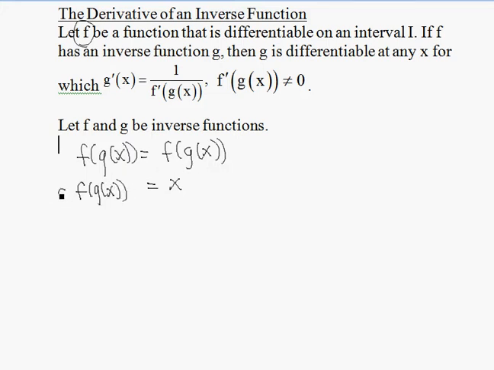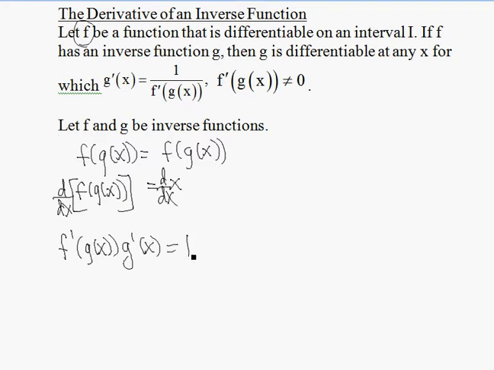I'm going to take the derivative of both sides. So I'm going to differentiate this side and differentiate this side. Well, this is a chain rule situation here, where the derivative of the outside, so f prime of g of x, times the derivative of the inside, which is g prime of x, that's just the chain rule definition, is equal to, well, dx over dx is just equal to 1.